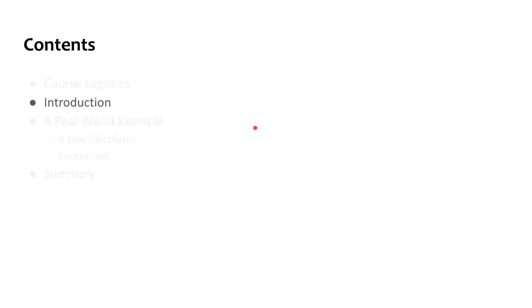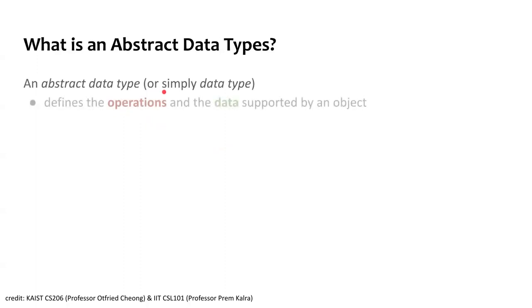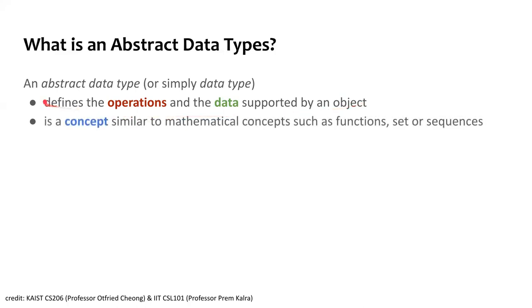I'm going to introduce what abstract data types are. First of all, let's define what abstract data types are. An abstract data type, or simply you can call it data type, defines the operations and the data supported by an object. And you could remember what we talked about last class, object-oriented programming. An abstract data type, sometimes abbreviated as ADT, is a concept similar to mathematical concepts such as functions, set, or sequences.